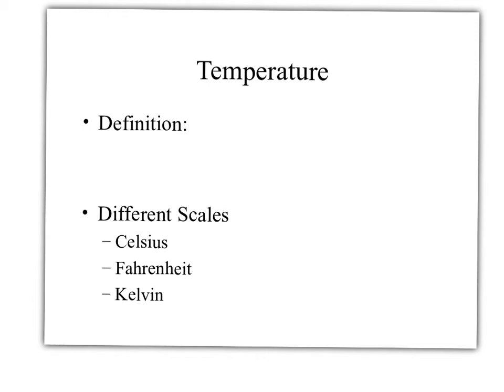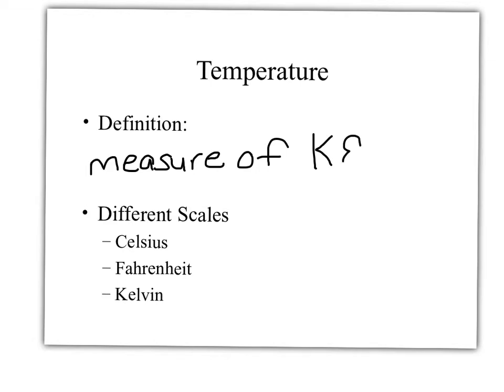Definition of temperature. It's a measure of how much kinetic energy the particles in the material have. So it measures how fast they're moving. High temperature, a lot of kinetic energy, particles are moving fast. Low temperature, not a lot of kinetic energy, particles are moving slow. There are 3 basic scales that we use for measuring temperature.